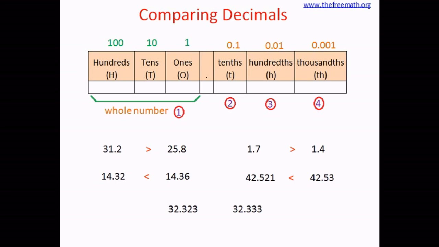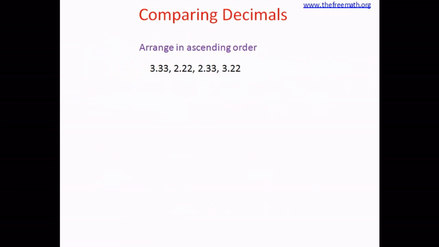The next one is 32.323 and 32.333. If you look at both the decimals, the only place where there is a difference is the hundredths position. The whole number part is the same, the tenths place is the same. In case of the hundredths place, the second decimal has 3 and the first decimal has 2. So 2 is smaller than 3. That means 32.323 is smaller than 32.333.